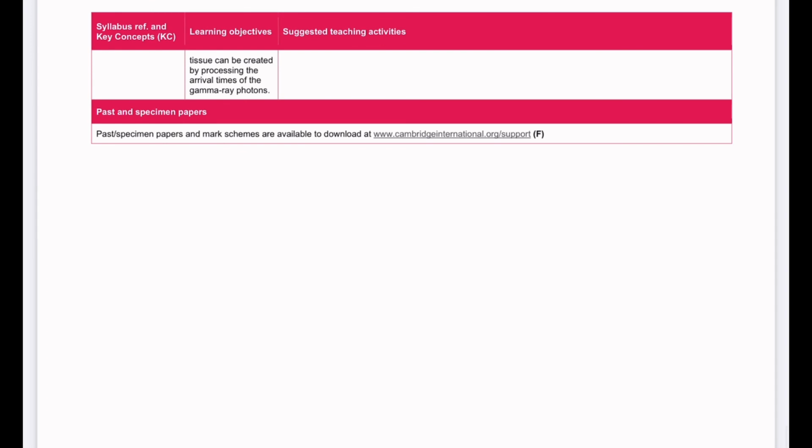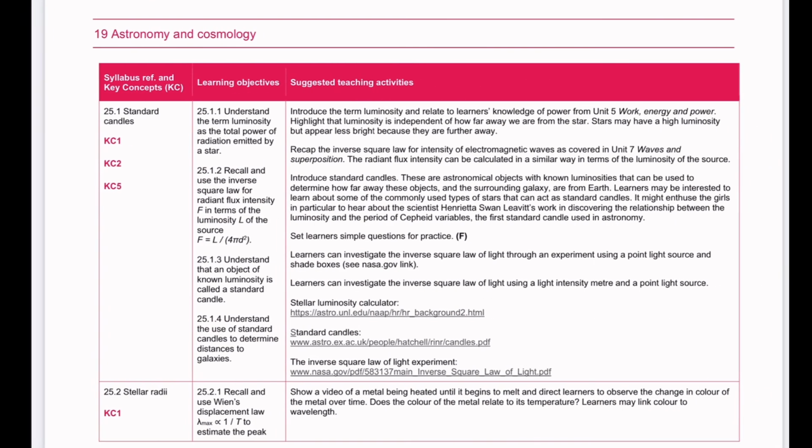24.3.5. Calculate the energy of the gamma-ray photons emitted during the annihilation of an electron-positron pair. 24.3.6. Understand that the gamma-ray photons from an annihilation event travel outside the body and can be detected, and an image of the tracer concentrated in the tissue can be created by processing the arrival times of the gamma-ray photons.